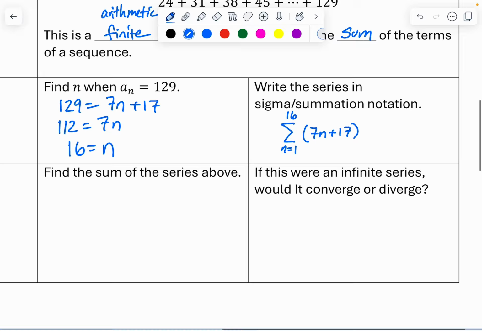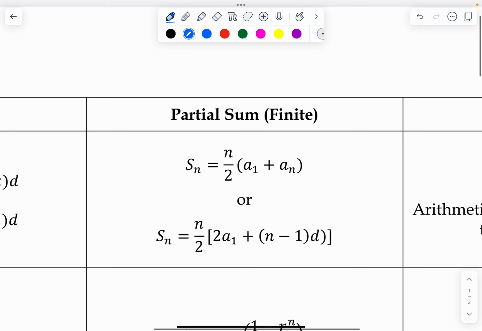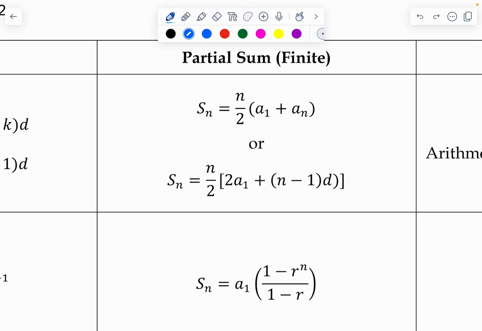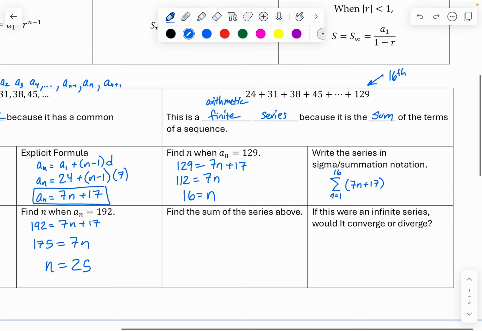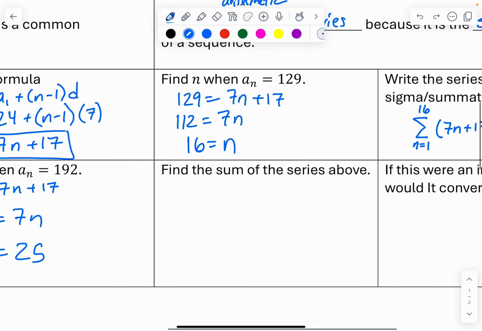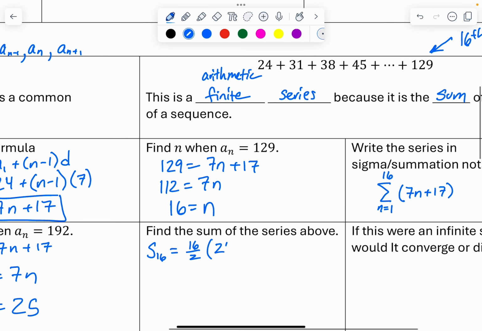Okay, find the sum. Since this is arithmetic, we have to use one of these two formulas. If we know the first term and we know the last term that we want, we can use this version. This other one doesn't require you to know the last term. It asks you to know the common difference, which we do. I'll work it the first way and we'll see what we think. Okay, so this is the sum of 16 terms, so S sub 16. And our formula was n over 2 times a sub 1, the first term we care about, which was 24, plus the last term we care about, which is 129.